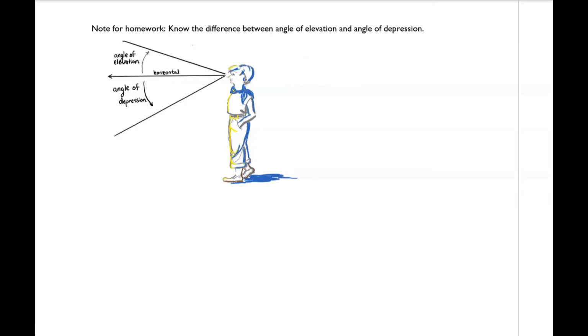Something that you will want to note for the homework is you want to know the difference between angle of elevation and angle of depression. So when you're looking at the horizontal, we kind of think of that as 0 degrees. And the angle of elevation is when you are going upwards from the horizontal, and the angle of depression is when you are going downwards from the horizontal. And this will help you when you are solving some of our homework questions.